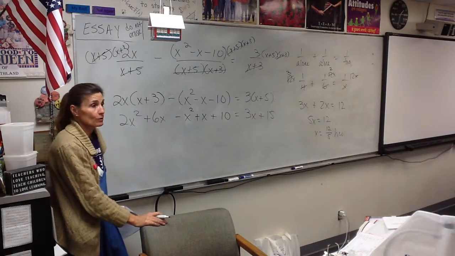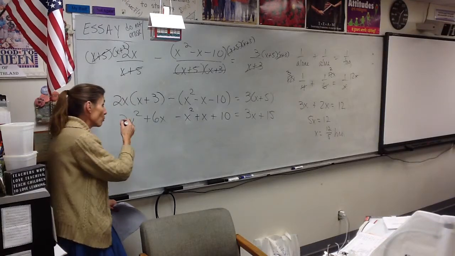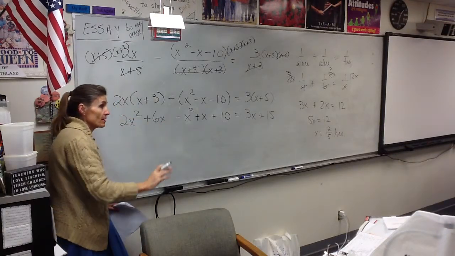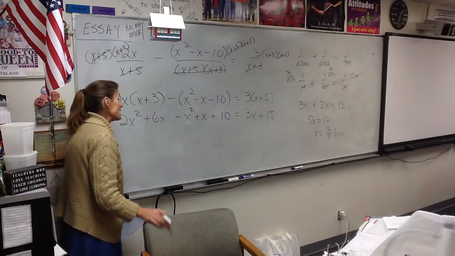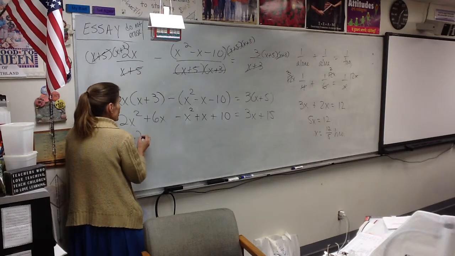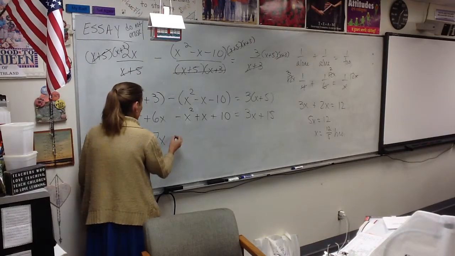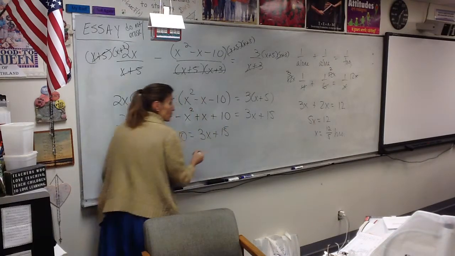Before I go any further, are you caught up with me, or do you have a question? Are you wondering how I got something up here? Because now what do I have to do? Combine like terms. And I notice I'm going to have a quadratic equation, so I am going to want to get it equal to 0. So there I've combined like terms.